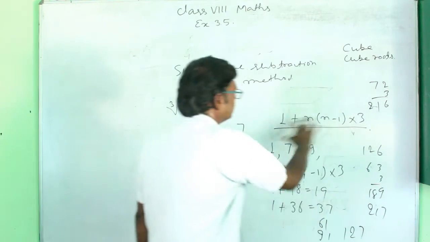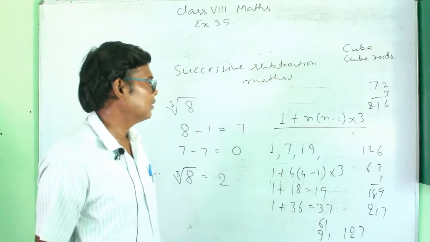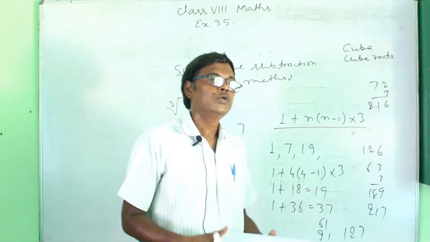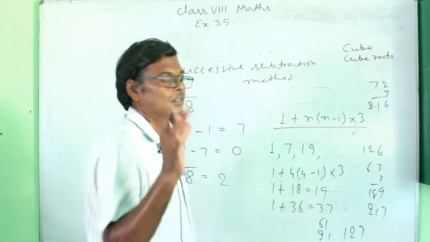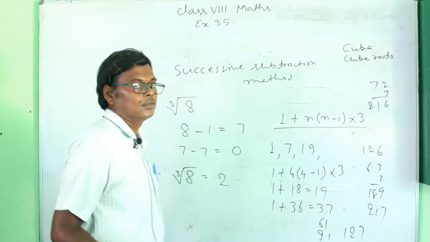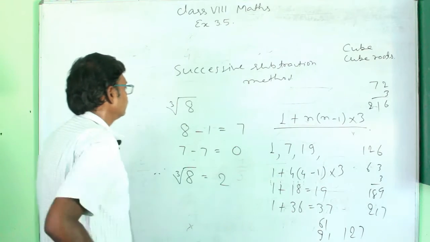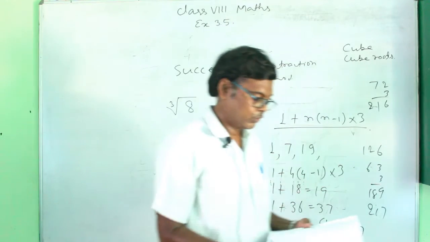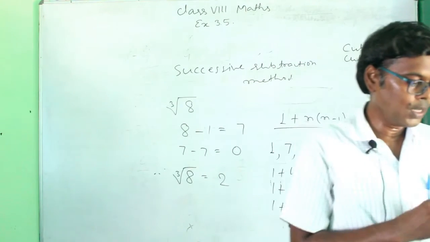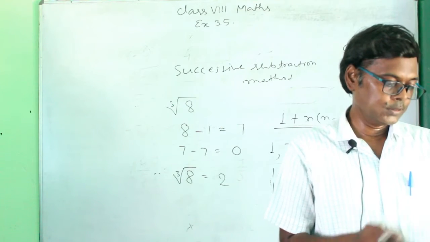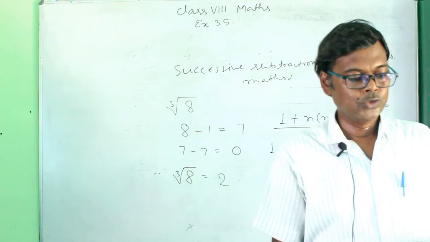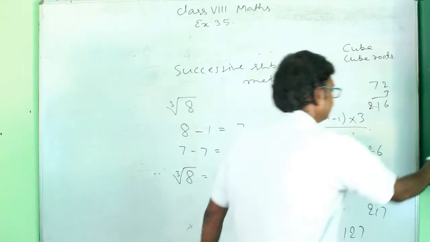So by this formula you can find the sequence of numbers which you have to subtract from the given number, and like here I have found the cube root of this number. Similarly, I will show you other questions. Now do some exercise, then you will understand. So here is exercise 3.5.